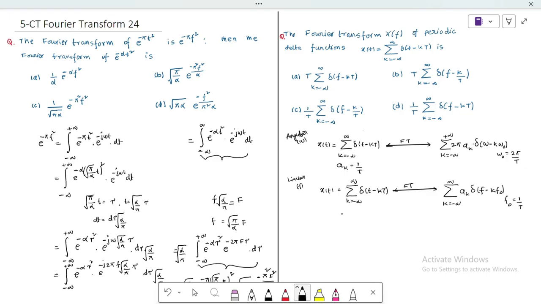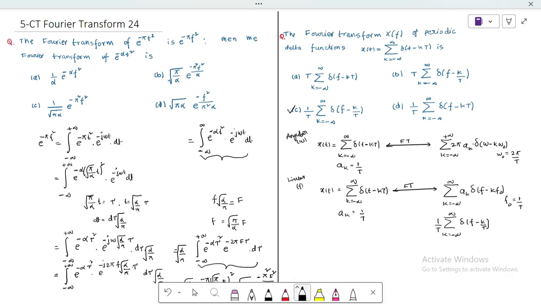So here also a_k equals 1 by T, sigma k equal to minus infinity to plus infinity. So a_k is a constant 1 by T, delta of f minus k f naught. Here f naught is not given, that f naught equals 1 by T. So this is it. 1 by T of, so frequency, but this is the time. It should have k by 1 by T.